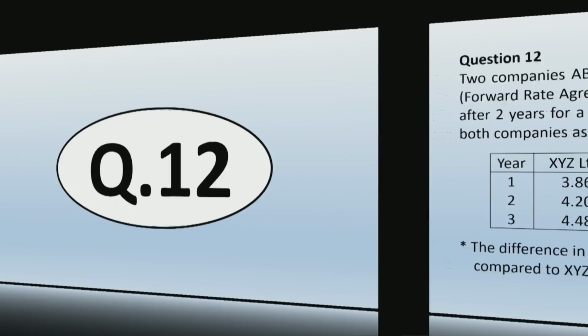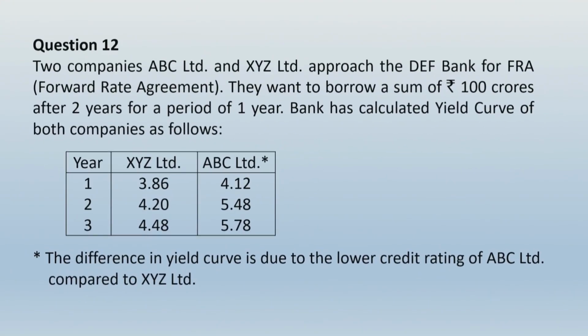Let us read this question. Two companies, ABC Limited and XYZ Limited, approached the DEF Bank for FRA, that is forward rate agreement. They want to borrow a sum of rupees 100 crores after 2 years for a period of 1 year. So understand one thing, they want to borrow after 2 years but only for a period of 1 year. The bank has calculated yield curve of both the companies as follows.